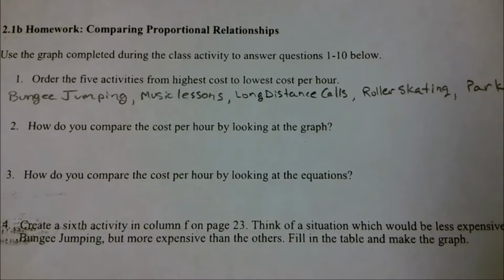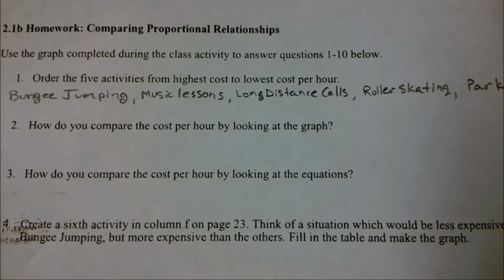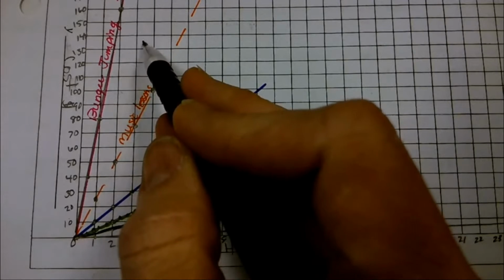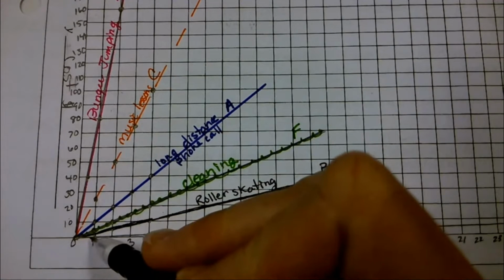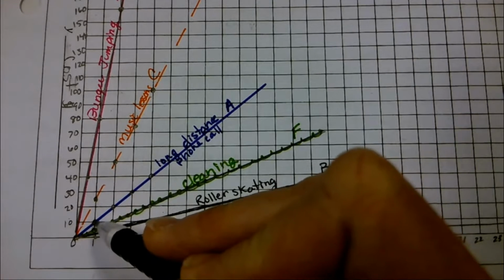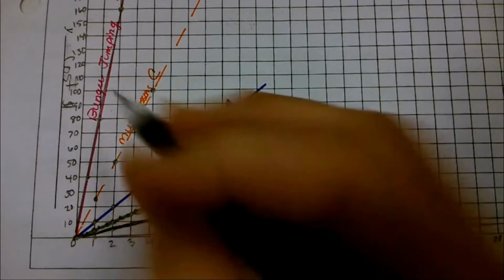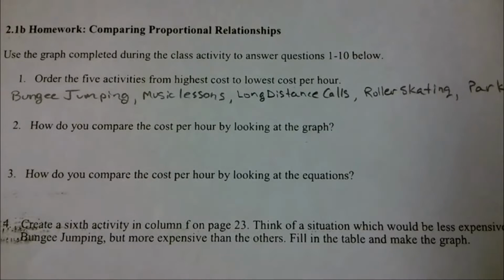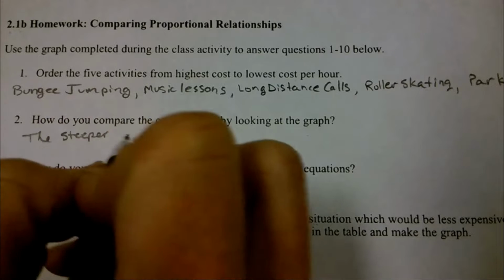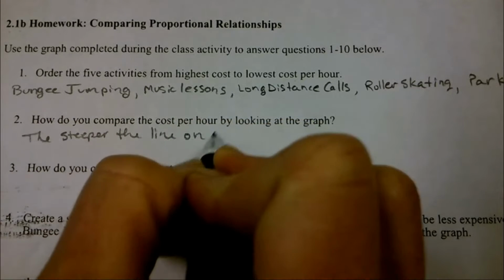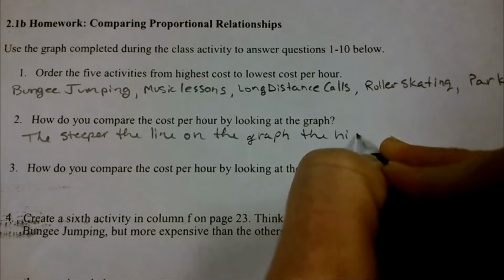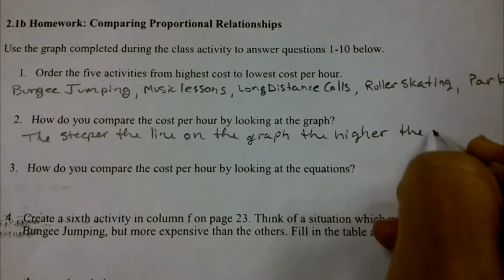So how do you compare the cost per hour by looking at the graph? So if you take a look at the graph, the steeper the line, the more expensive it is per hour. So if you take a look here, 1 hour is $80 to bungee jump, where 1 hour for long distance call is just $10. So the steeper the line, the higher the cost. Let's go ahead and write that down. The steeper the line on the graph, the higher the cost per hour.